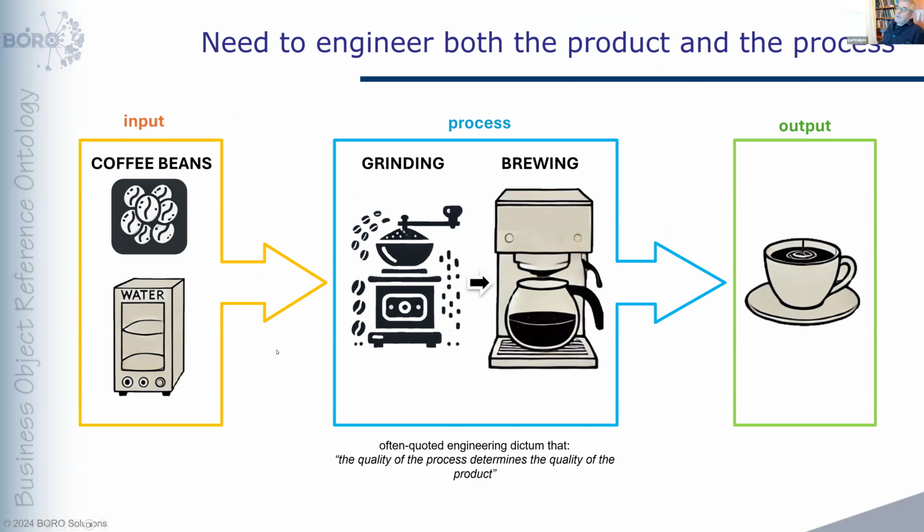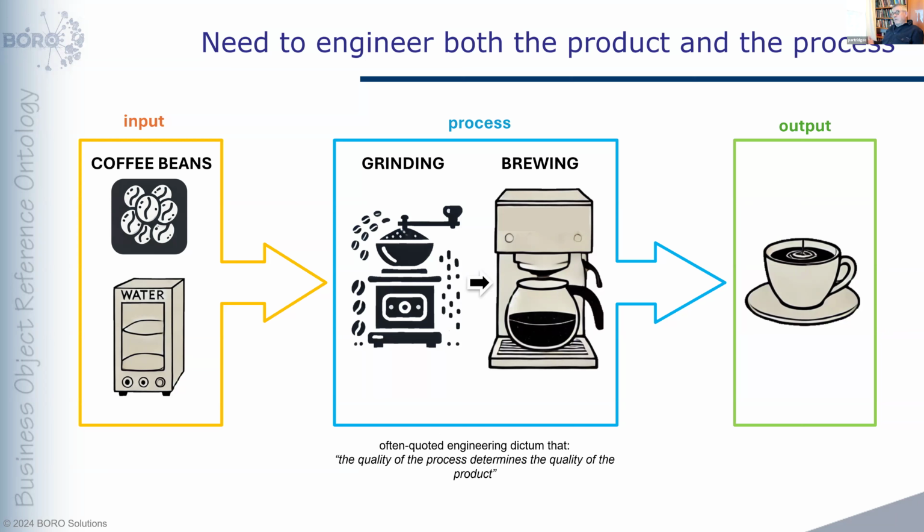The other thing is that I do a lot of work with engineers because of the commercial applications that I work on, and one thing they're very conscious of is that you engineer the process as well as the product. It's equally important, if not more important, to engineer the process than the product, because the quality of the processes determines the quality of the product.